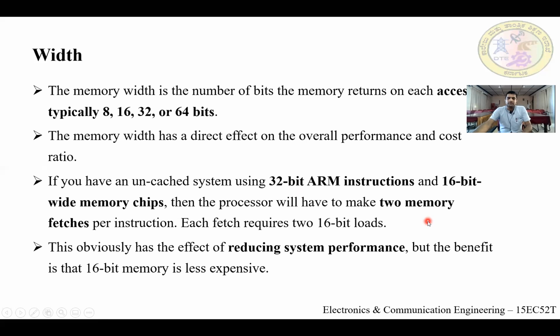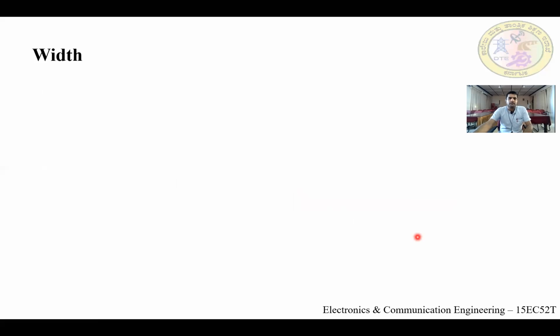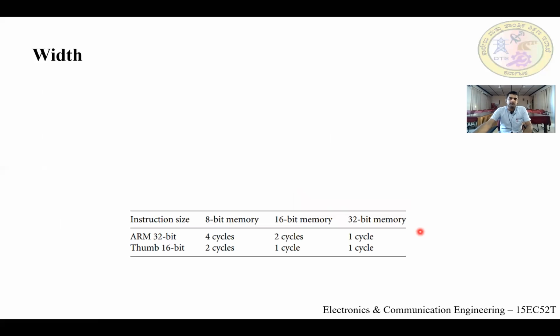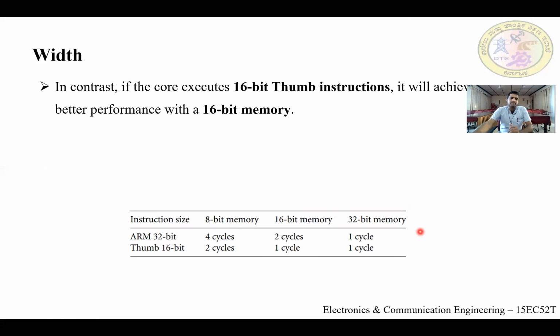So this obviously has the effect of reducing the system performance, but the benefit is that the cost is less for 16-bit memory. In contrast, if the core executes 16-bit instructions, that is Thumb instructions, it will achieve better performance with 16-bit memory because only one fetch is enough to load 16-bit code.